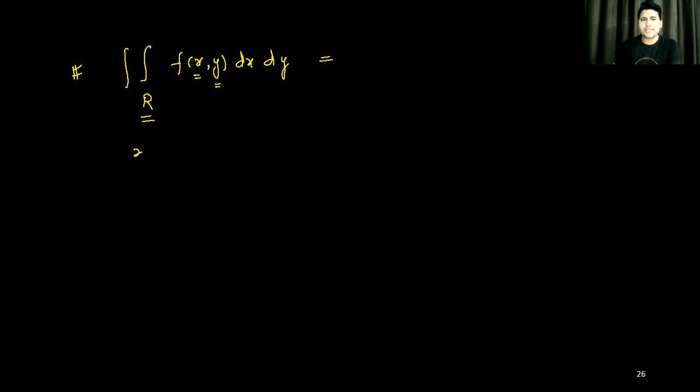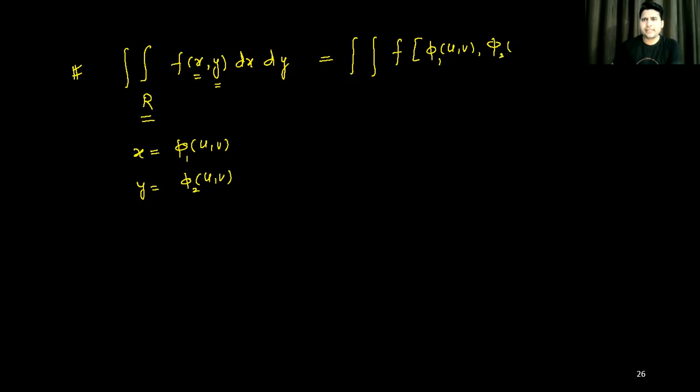Means if I am doing the substitution, let x be equal to a function of u, v, and y be equal to a function of u, v. That is, I am going to change the integral from x, y to u, v. Then this integral will look like what? Double integral of function phi 1 of u, v, comma, phi 2 of u, v into, I am just leaving some space blank, du dv over R dash.